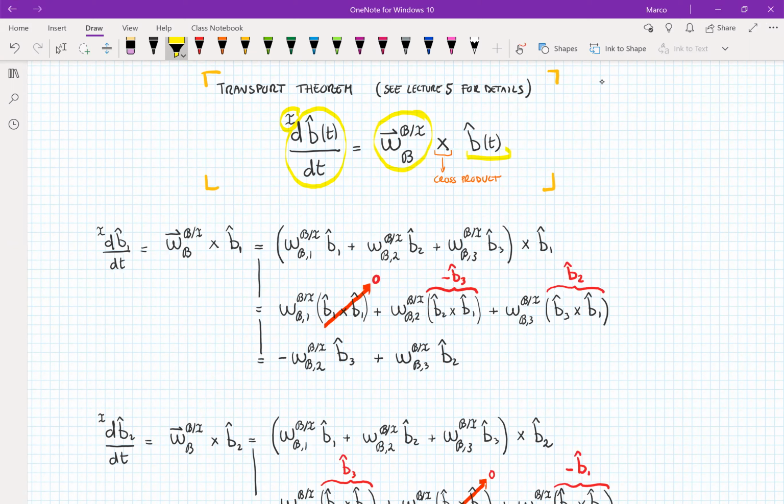So let's start with the b1. We have db1 over dt, referring to the inertial frame of reference, is equal to omega b slash I in the b coordinates.